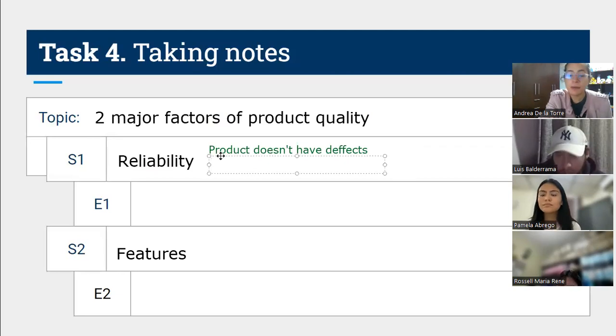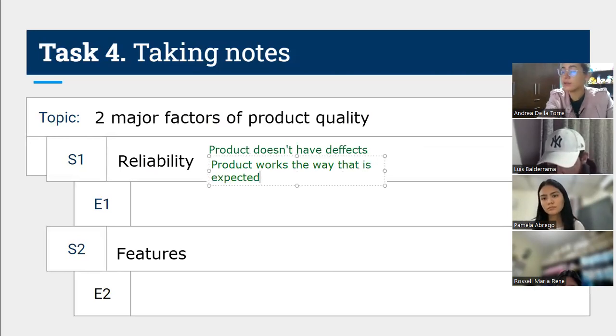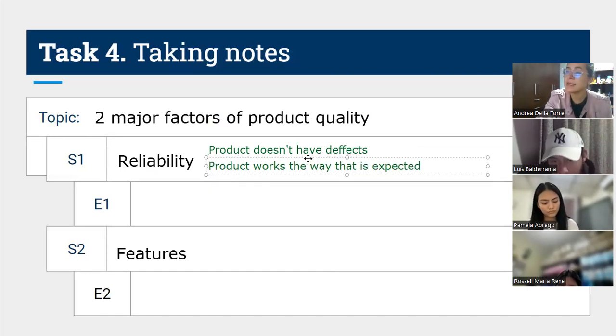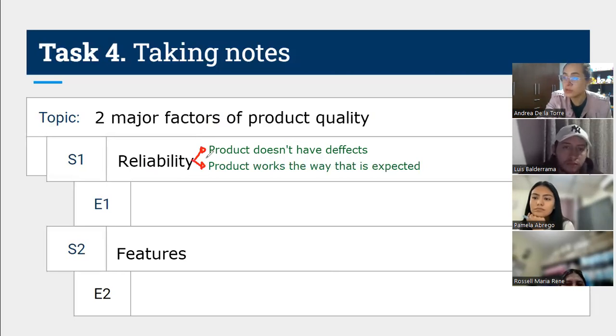The professor gave a couple of definitions, right? Another definition the professor gave was when the product works the way that the consumer expects it to work. I think we have two definitions for the same concept, reliability. So reliability is the absence of defects in a product or when the product works the way that it's expected by the consumer. That is reliability. Now, you guys can have two definitions. You just need one, so you don't necessarily have to take notes on both.